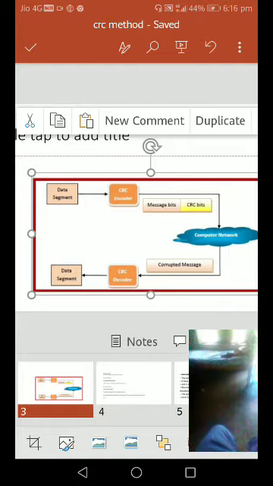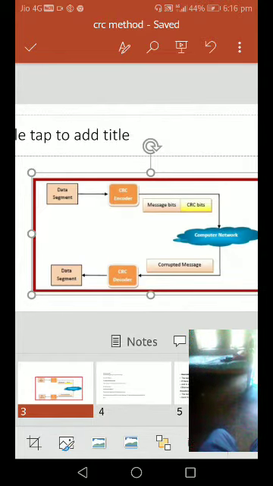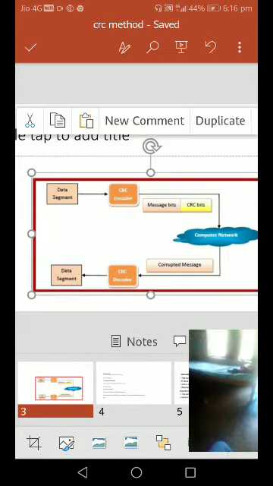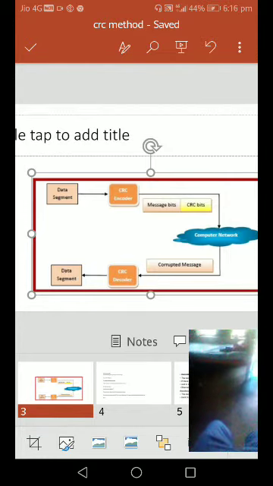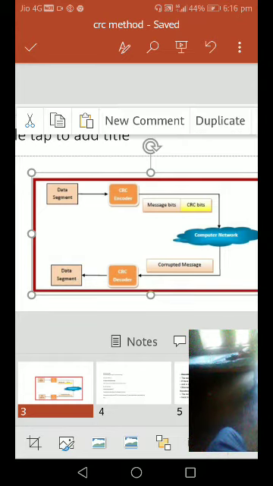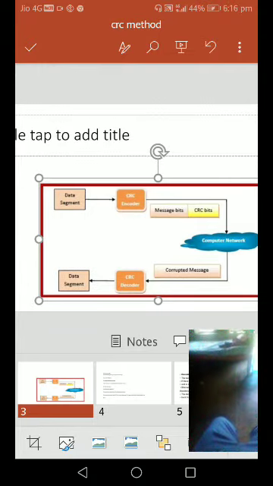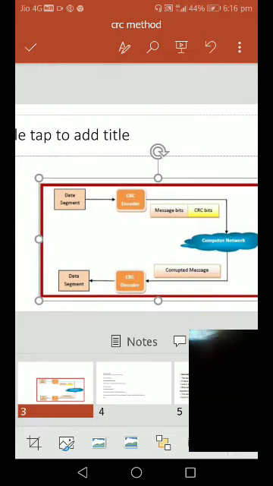Then each message signal we have to add to the CRC. After the remainder is not 0, that bit will be acting as a redundancy code bit. The redundancy code bit is original data plus the CRC bit.